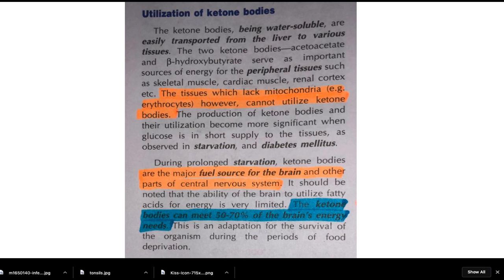Things which are water soluble can move anywhere in the body. The production of ketone bodies and their utilization become more significant when glucose is in short supply to the tissues, such as in starvation and diabetes mellitus. During prolonged starvation, all these things were already discussed and they are very clearly given in the PDF I have shared, which is more informative. During prolonged starvation, ketone bodies are the major source of energy to the brain, which is given as a question, and to many other parts of the central nervous system. It should be noted that the ability of the brain to utilize fatty acids for energy is very limited. That's the reason ketone bodies can meet 50 to 90% of brain energy during starvation.